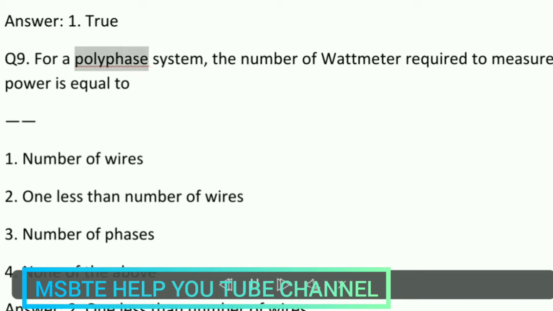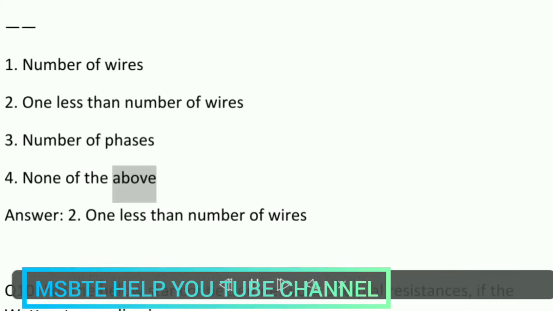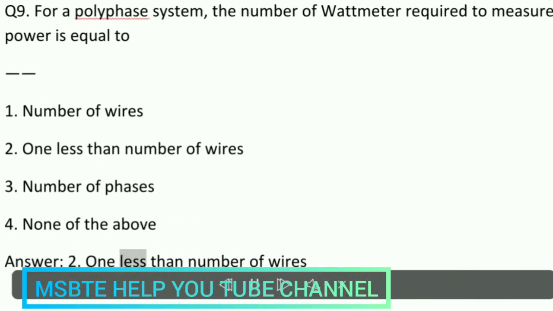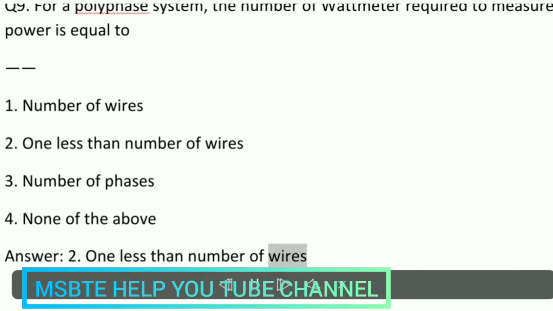Q9. For a polyphase system, the number of wattmeters required to measure power is equal to: 1. Number of wires. 2. One less than number of wires. 3. Number of phases. 4. None of the above. Answer: 2. One less than number of wires.